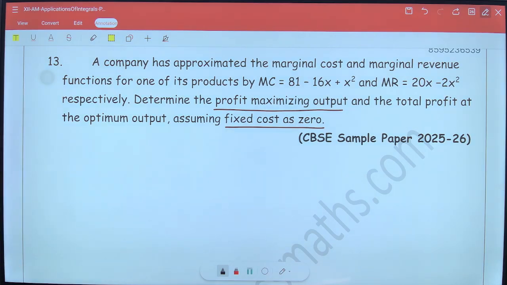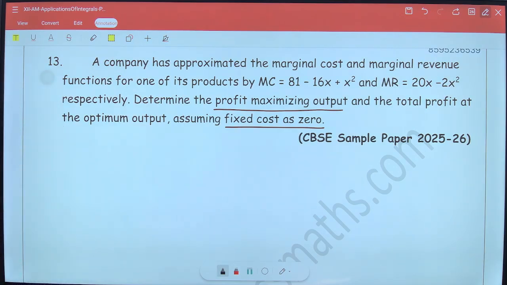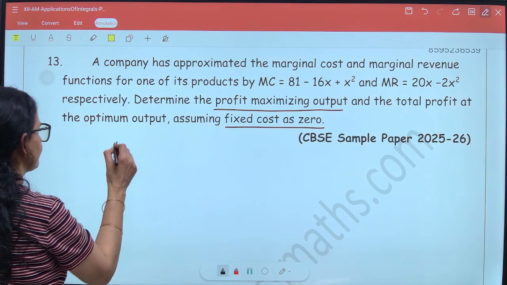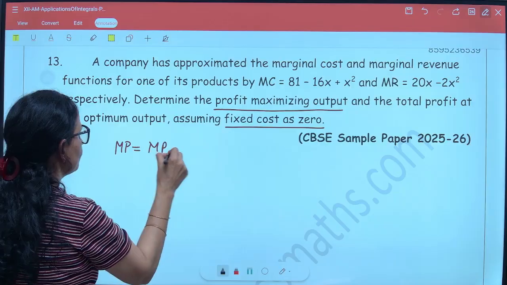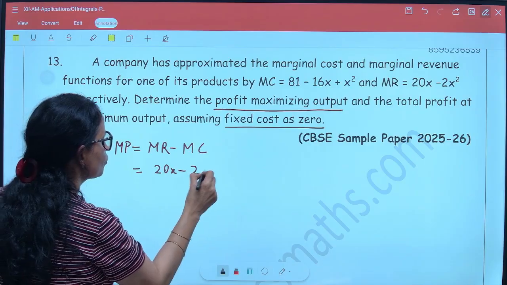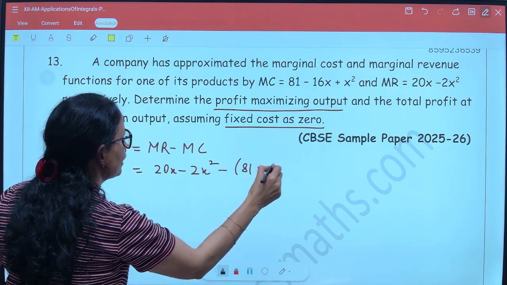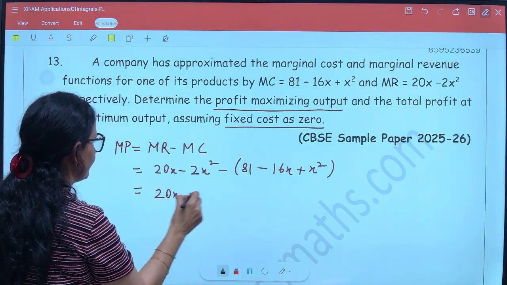What is profit? Profit is revenue minus cost. Now we need to find the profit maximizing output. That means first let's find the profit. What is the marginal cost given to you? It is given to you and marginal revenue is also given to you. So to maximize the profit, let's first find marginal profit, which is equal to marginal revenue minus marginal cost. So it is going to be 20x minus 2x square minus 81 minus (16x plus x square). Let's open the bracket and simplify.